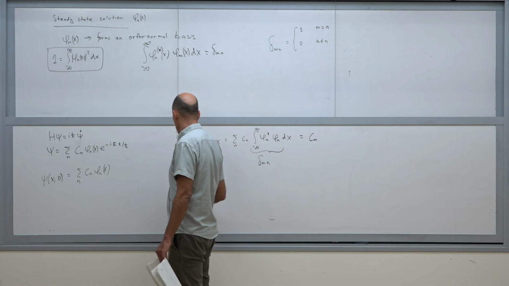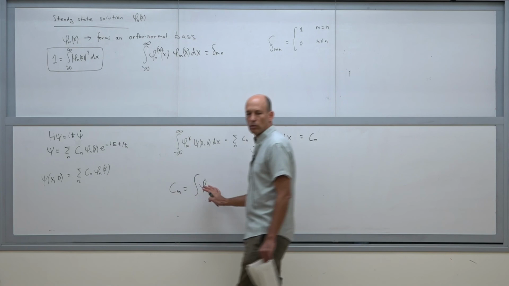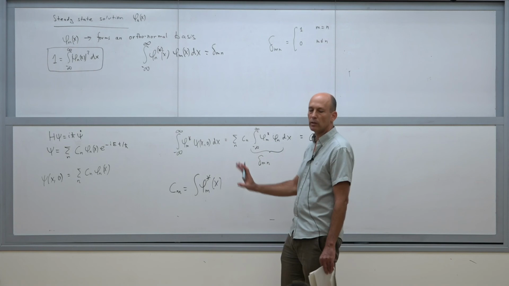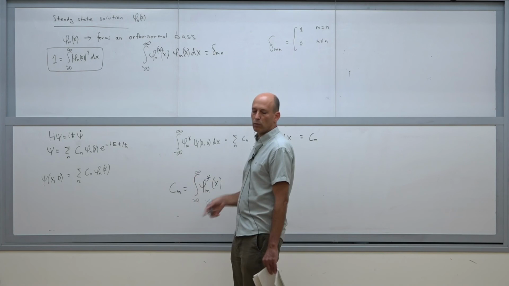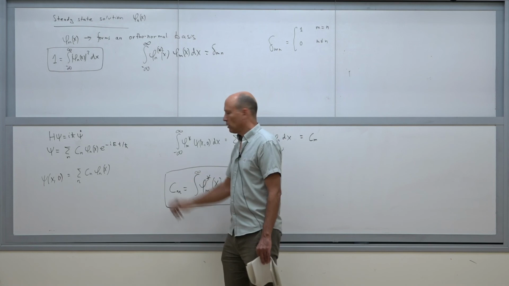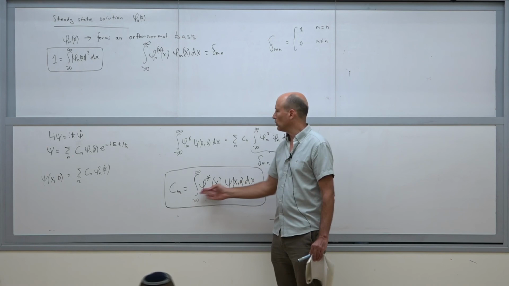So to summarize, you take the eigenfunction of the time-independent Schrödinger equation. That means you solve Hφ = Eφ. You know this function by solving the time-independent Schrödinger equation. Then you need to do it for all m. You take the initial condition, and you integrate, and you are done. Why am I done? Because once I know these, here I have m, but you can call it n, I can find the time-dependent solution.